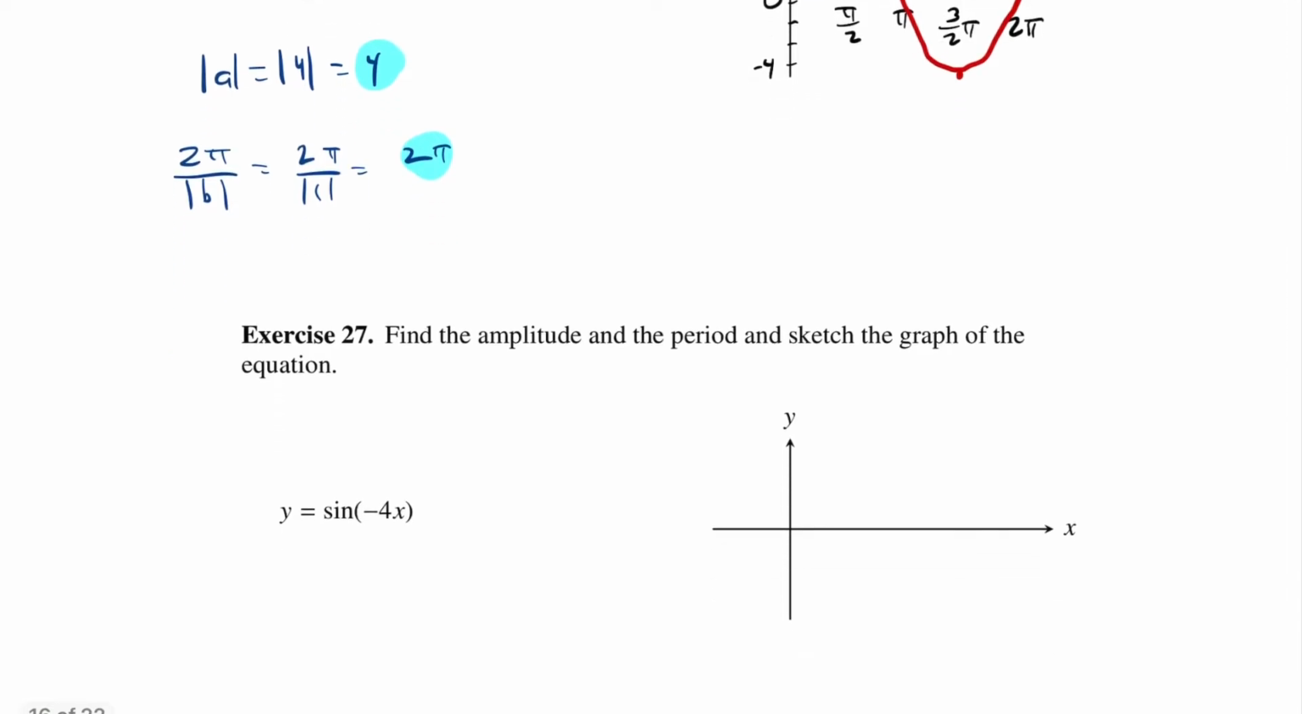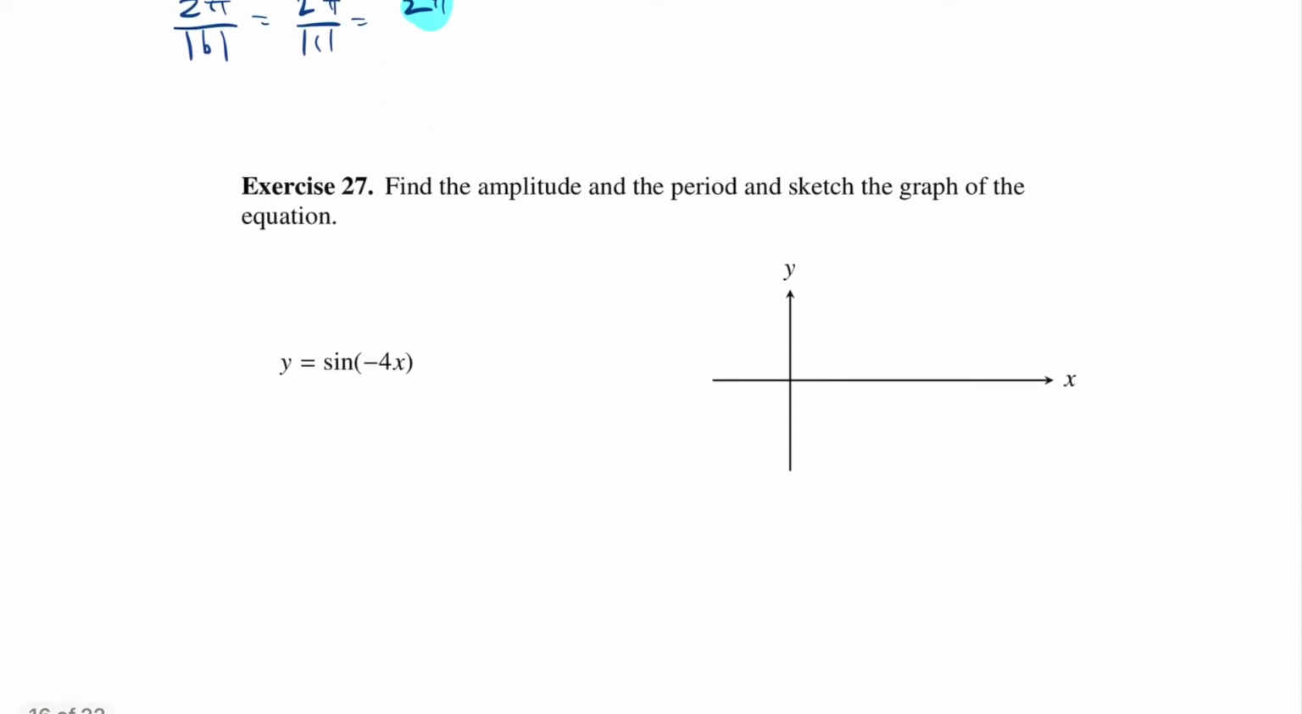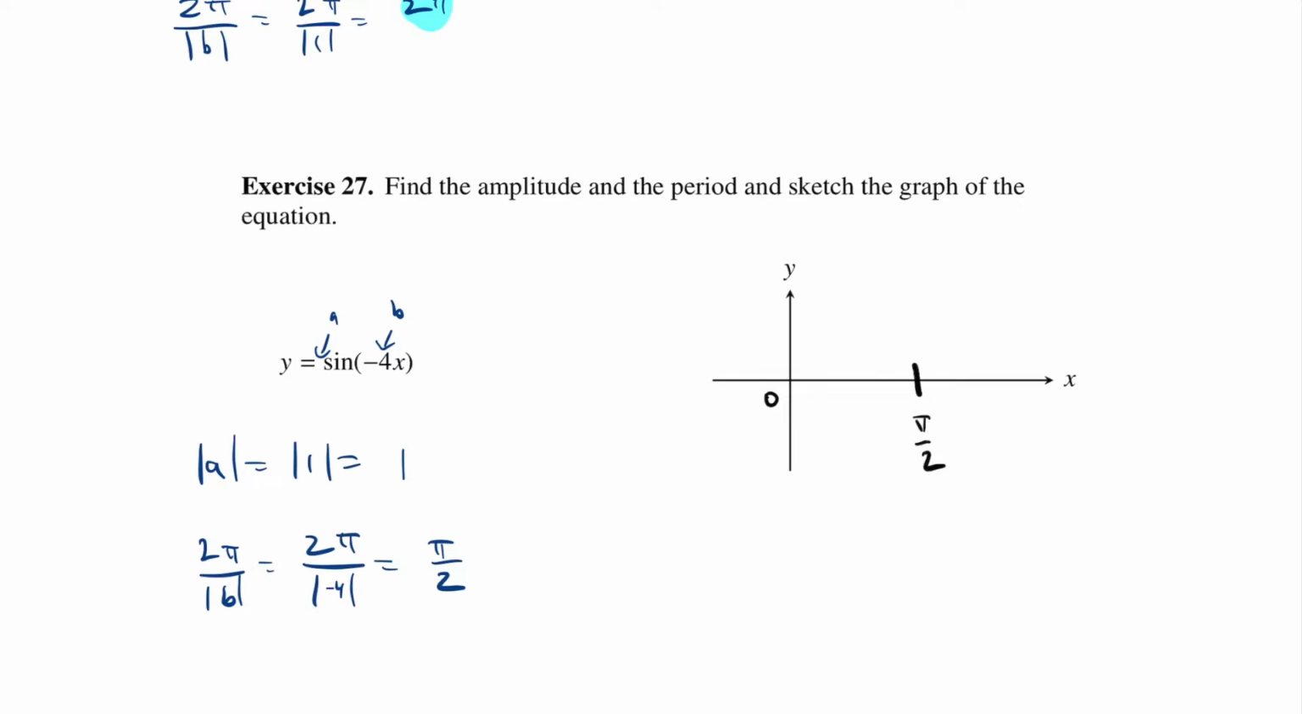All right. For this one, let's do the same thing. The amplitude is going to be 1 this time, that's your a. Your b is -4. So your amplitude is going to be 1, and your period is going to be 2 pi over 4, which is pi over 2. So this time, it's going to be condensed. Our graph is going to go from 0 to pi over 2 this time, so it's going to be shortened.